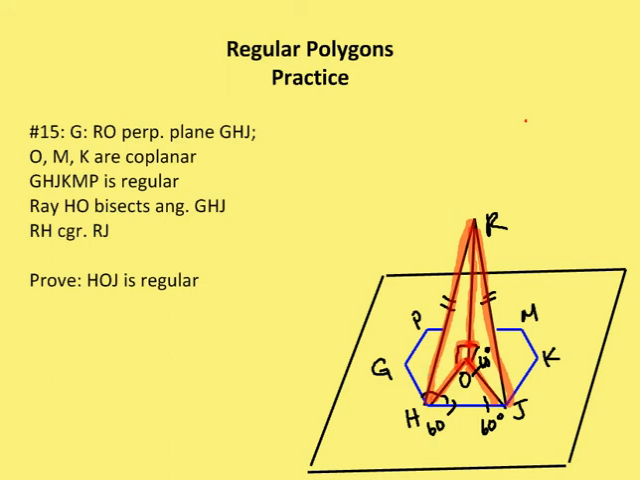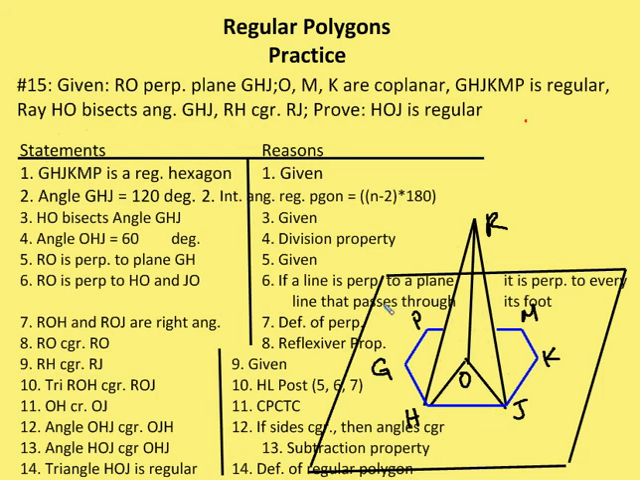All right, so let's go through the 2-column proof portion of this now that you understand conceptually what's going on. And this is a little bit of a longer proof. So I had to break this up to try to fit this in a page, so I apologize for some of the confusion on the page. All right, so GHJ, KMP is a regular hexagon.